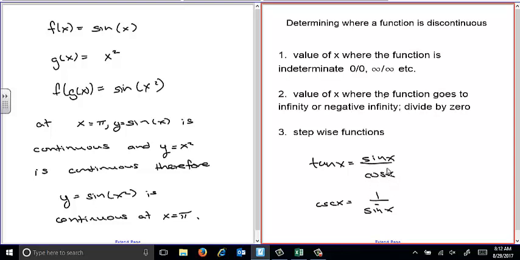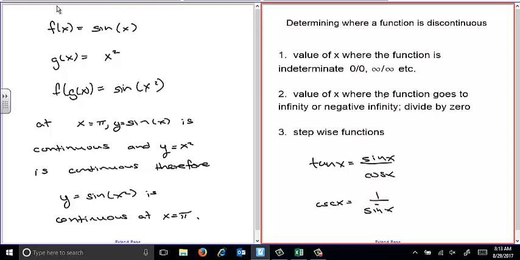So if I wanted to find the values of x where the tangent is discontinuous, all I have to do is figure out the values of x where the cosine is 0. If I want to know when the cosecant is undefined or discontinuous, it would be where the sine of x equals 0. And then finally, there are stepwise functions, like the absolute value type problem that we've talked about.